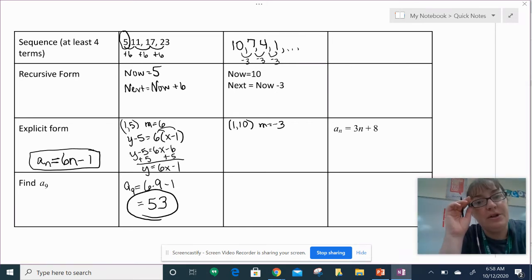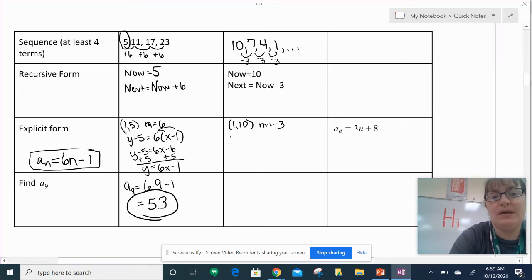Now, there's nothing magical about the point that I'm using. I could use (2, 7) or (3, 4). I just think it's easiest to start with the first one. So point slope form says y minus 10 is equal to the slope negative 3 times x minus 1. Since I want it in slope-intercept form, I'm going to go ahead and distribute and get y minus 10 is equal to negative 3x. Remember, plus 3, because that negative 3 times negative 1 gets me a positive. And then I'm going to add 10 to the other side. All right, in this case, I get y is equal to negative 3x plus 13.